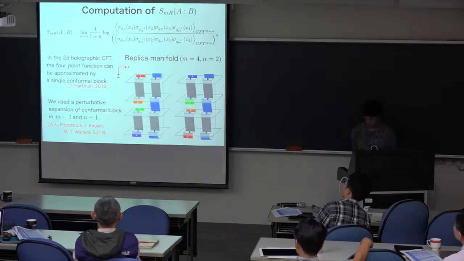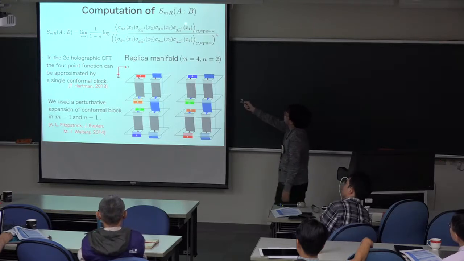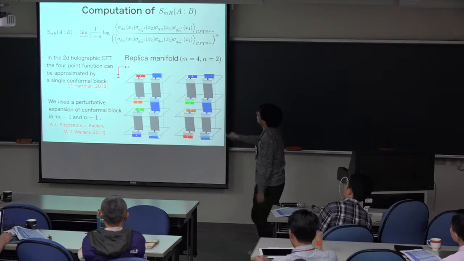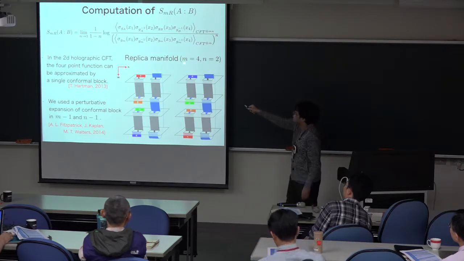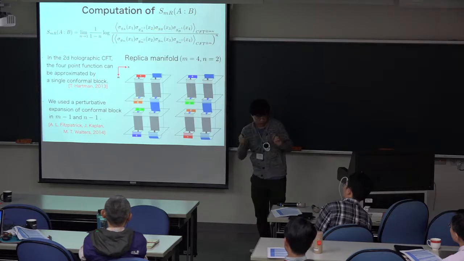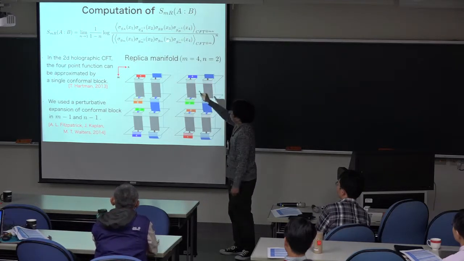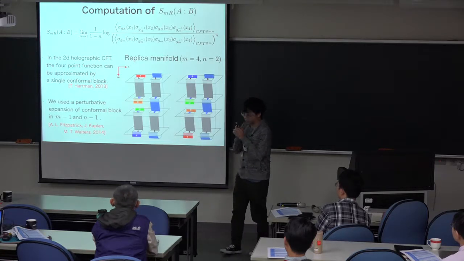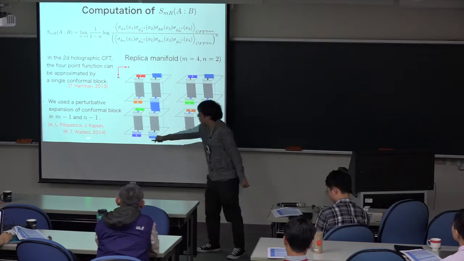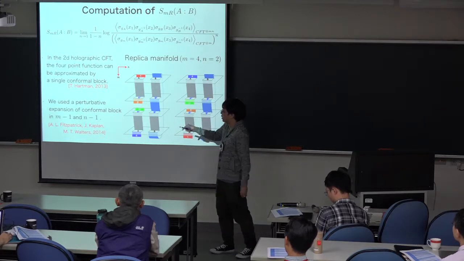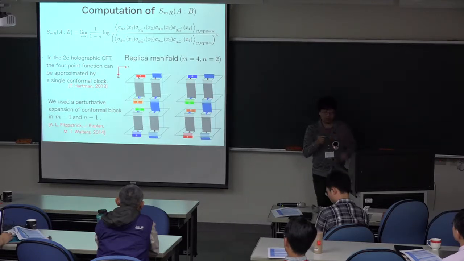Okay, first I will explain how to compute S_R. As with the computation of entanglement entropy, this S_R can be expressed as a partition function on the replica manifold, or a correlation function of twist operators. This replica manifold depends on two replica indices m and n, and also these twist operators depend on the two replica indices m and n. And in a 2D holographic CFT, this four-point function can be approximated by a single conformal block. A perturbative expansion of the conformal block is studied in this paper, so we use the perturbative formula from this paper to compute this S_R.